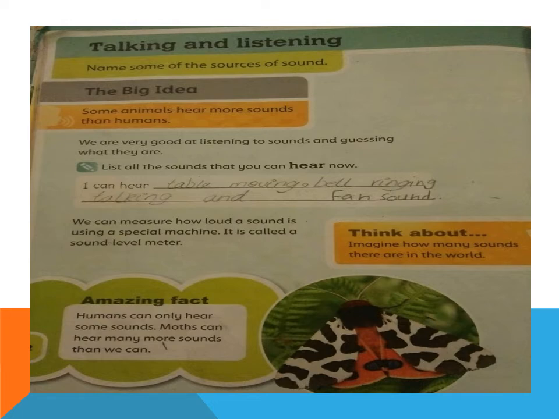Okay. So which sounds have you listened to right now? So many sounds. I think fan or AC sound everybody is listening to right now. So please write the sounds which you are listening to right now in these two lines.